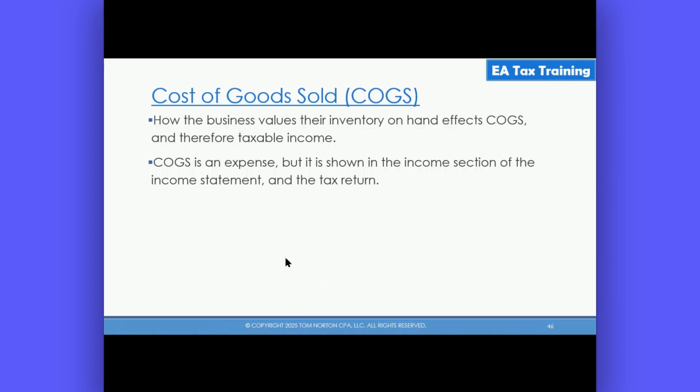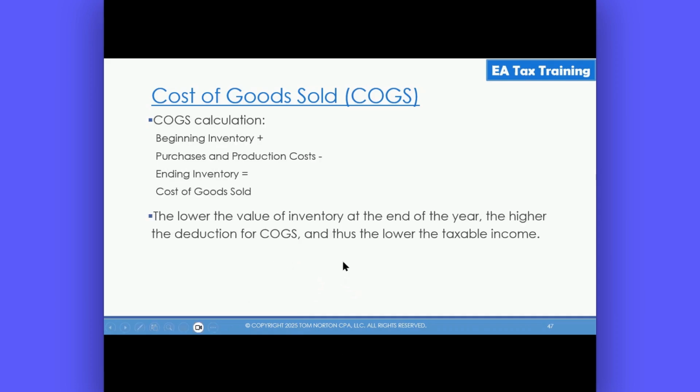How the business values their inventory on hand affects the cost of goods sold, and therefore it affects taxable income. Cost of goods sold is an expense, but as you'll recall, it is shown in the income section of the income statement and of the tax return. This is the formula for cost of goods sold. It is an accounting thing, but you will want to remember it for the EA exam.